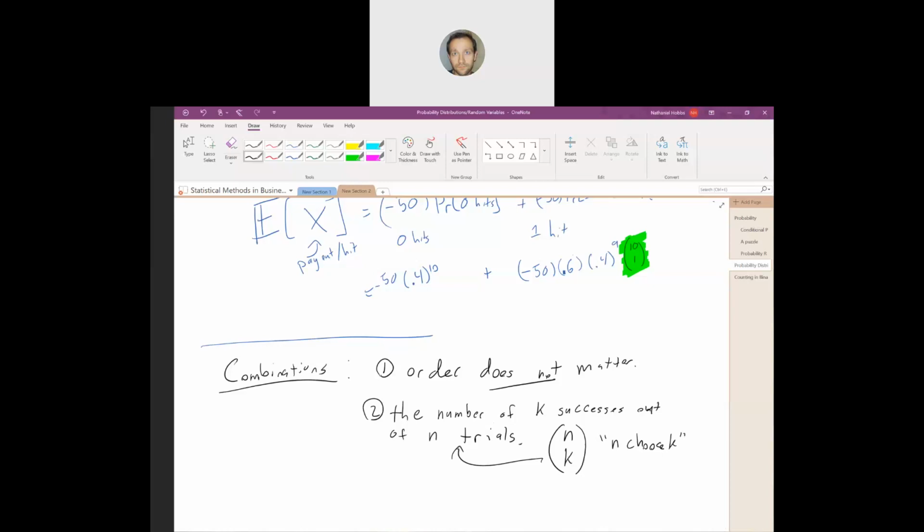The number of ways to choose k things out of n things. That's the better way to say it. So n choose k. Here, I'll go back up to this example.